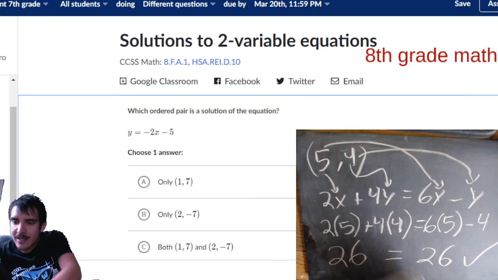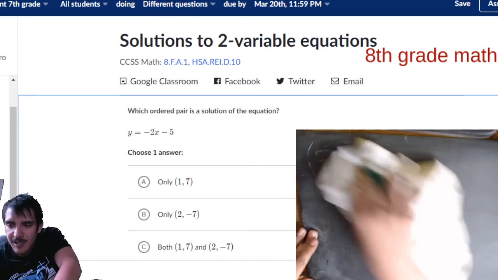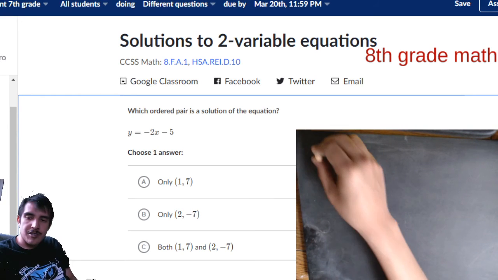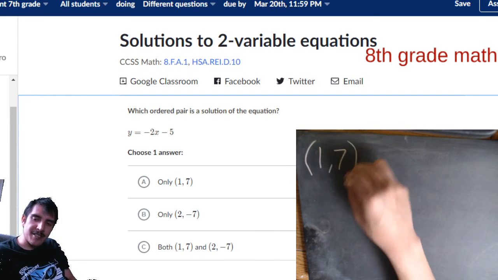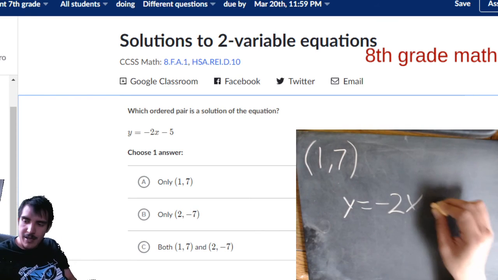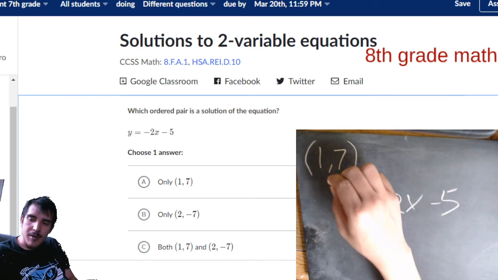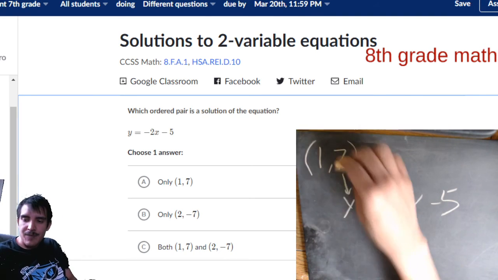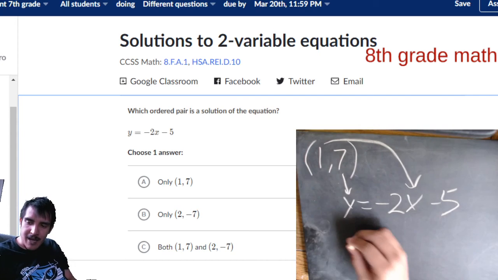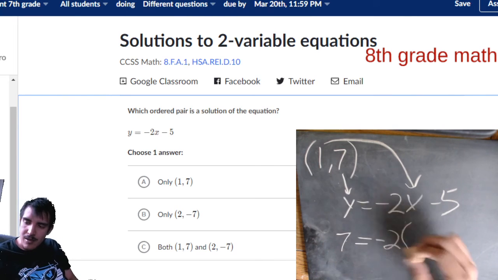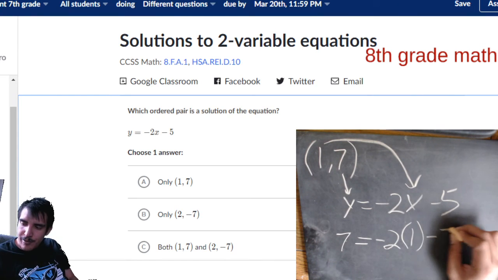And then finally, once again, you could always do these on your own if you feel like you understand it. But let's try it. 1 comma 7 is the first ordered pair they ask us to try, and y equals negative 2x minus 5. This one's going to be pretty easy. The y value is 7, and 1 goes into the x value, so 7 equals negative 2 times 1 minus 5.